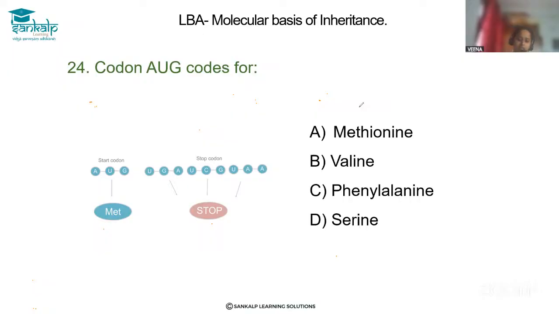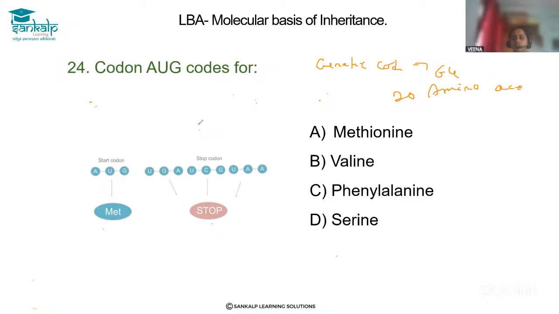Let's solve question 24. A codon AUG codes for what? Dear students, we have already studied the table of the genetic code, right? There are 64 codons containing 20 amino acids.